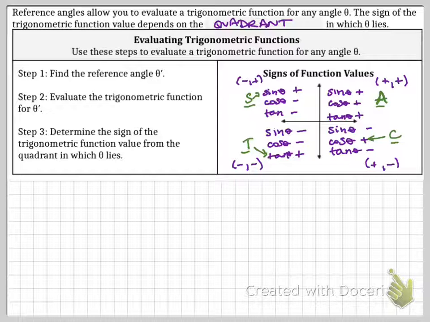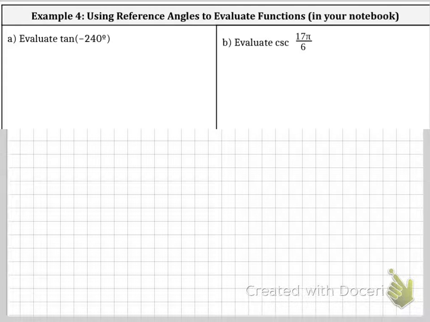So to go back to look at what the steps are, you have to find the reference angle theta, so what we did earlier. Then you have to evaluate the trig function for that reference angle. Then the last thing is you determine the sign, whether it's positive or negative, of the trig function value from the quadrant in which theta lies. So in order to do that, one way that we want to figure these out is to make our own Quadrant One table.